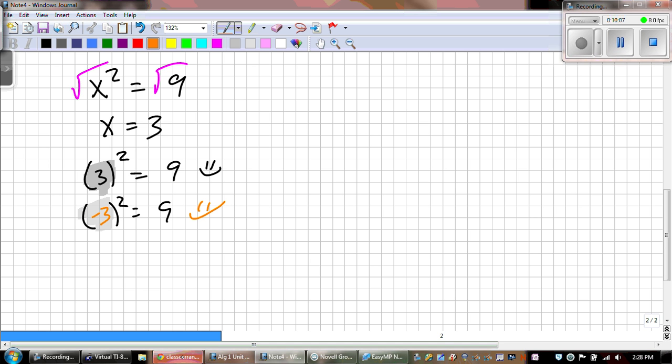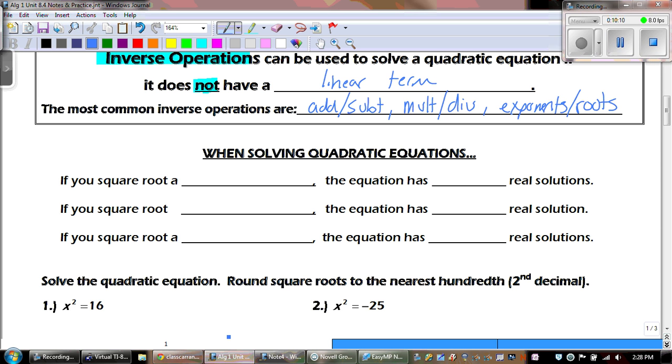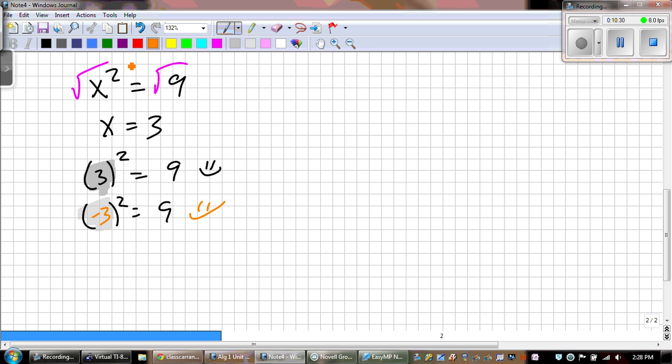So here's a little reminder. If you square root a positive number, the equation has two real solutions, okay? And it's going to be a positive and a negative. So the way we would write this would be x equals plus or minus 3. And that stands for x equals negative 3 and positive 3, however you want to say it, okay? These both mean the same thing.